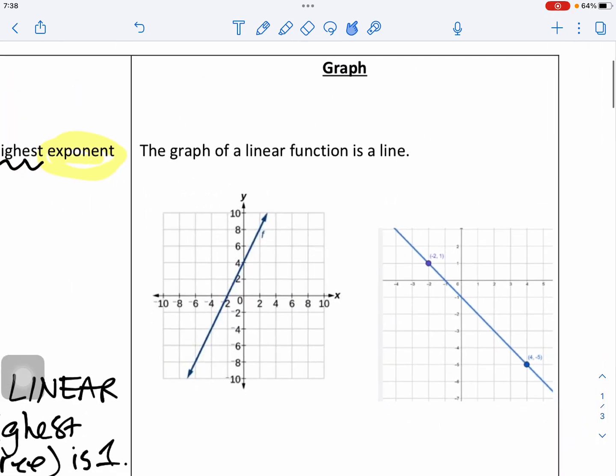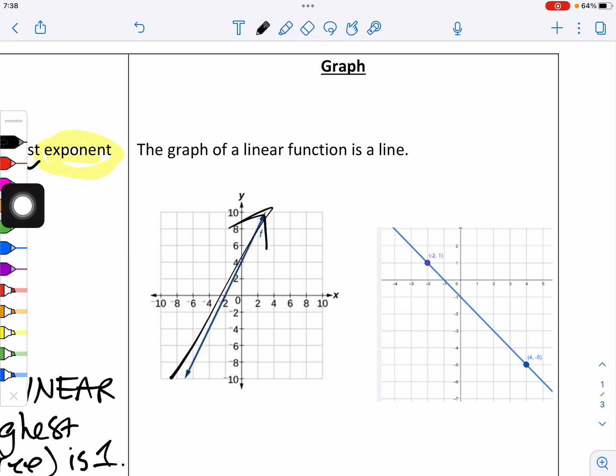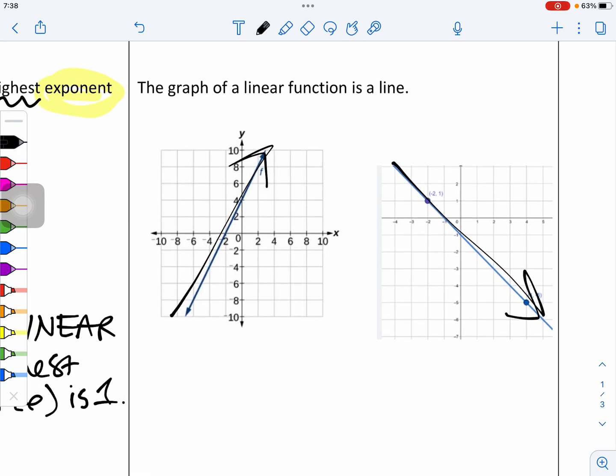When we look at the graph, we notice that the graph of a linear function is a line. So straight line goes up, slope is positive, straight line goes down, slope is negative. Either way, the graph of a linear function creates a line, and we would say this function is linear.